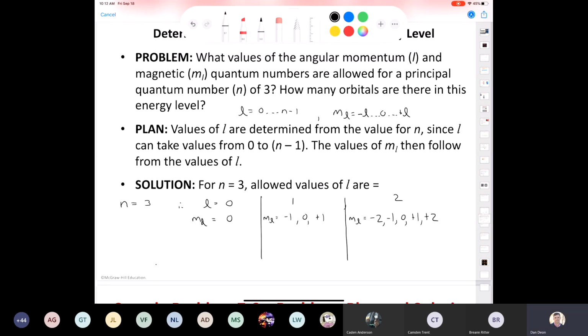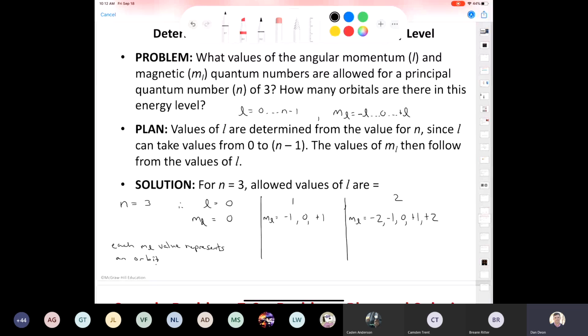Okay. All right, Maddie, thumb. I like it. Okay. I'm not asking you to be able to solve every problem in the book yet. Hold on, we're getting there. We're going to get there. Okay. So what I want to tell you now is that each ML value represents an orbital.